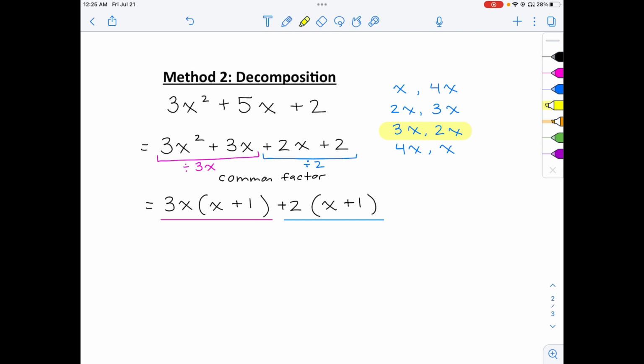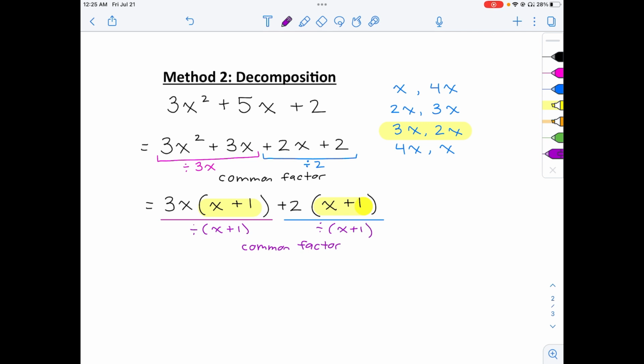And what you now notice is I have x plus 1 in this bracket and x plus 1 in this bracket. So what happens is I'm going to common factor once more. But in this case, the common factor is x plus 1. Because both pieces here have x plus 1 with them, which means I can divide them both by x plus 1 or factor it out and simplify a bit further.